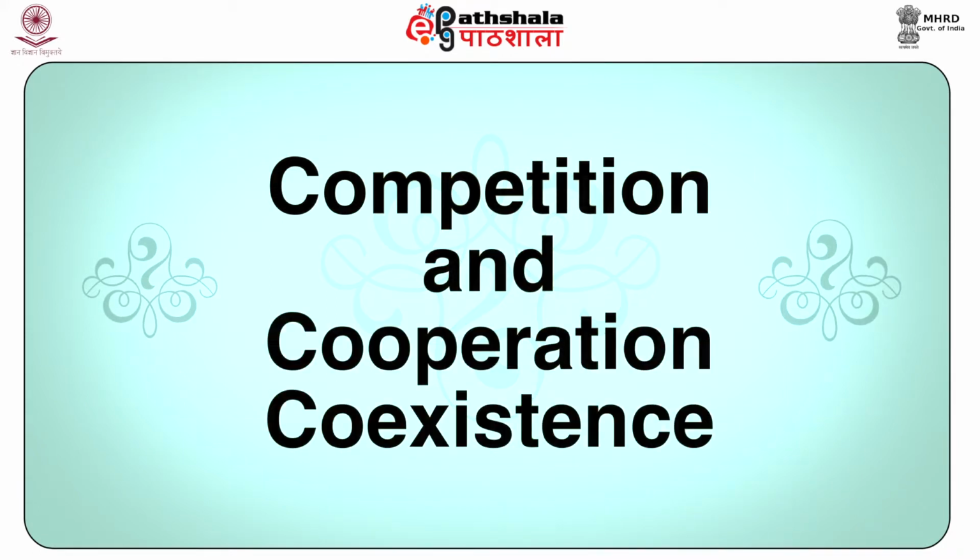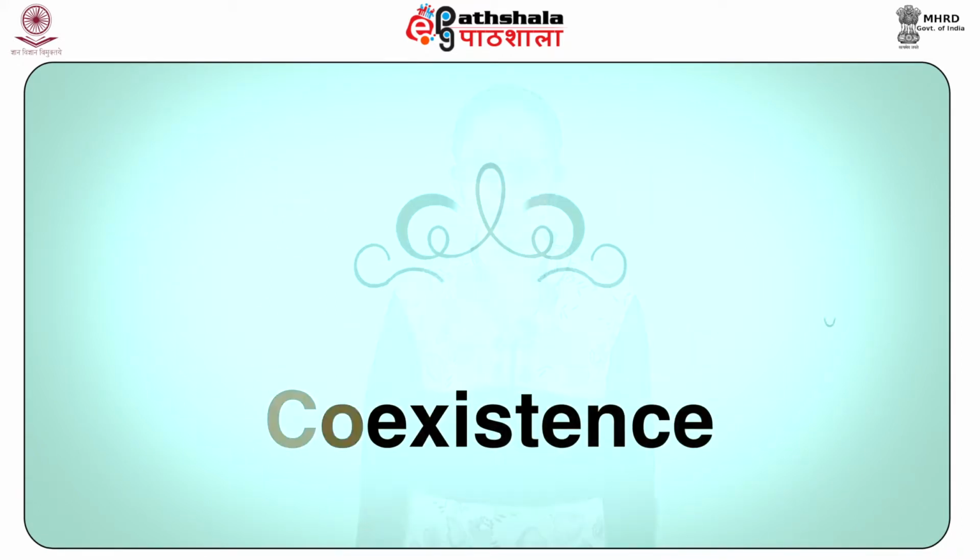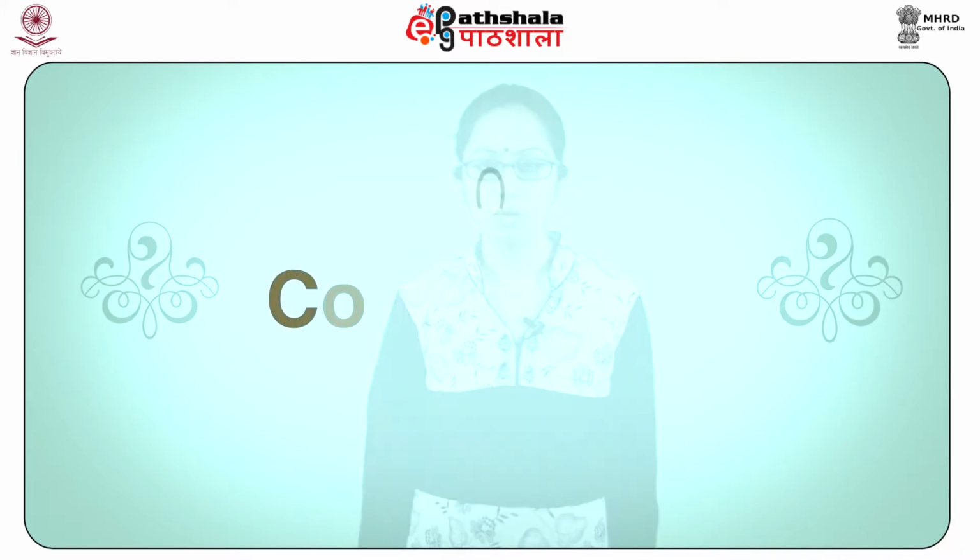Next is competition and cooperation coexistence. In a business ecosystem, competition and cooperation coexist. Let us discuss this key feature in 4 parts. First, competition. Competition or rivalry is the term that we often use when we talk about business. In a business ecosystem, we see rivalry when one company or organization attempts to go ahead of its competitors.